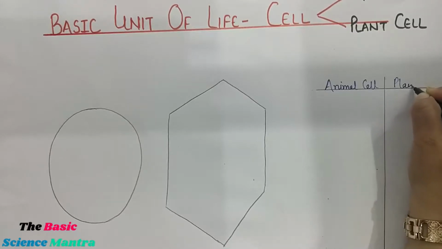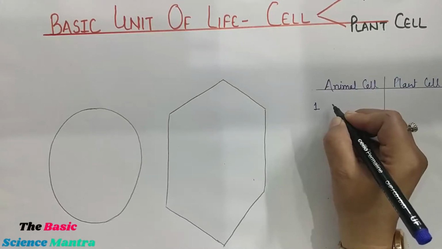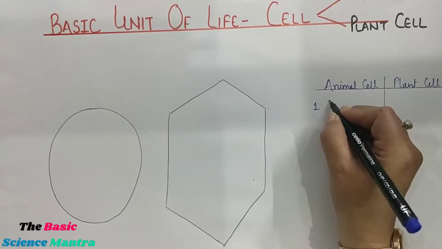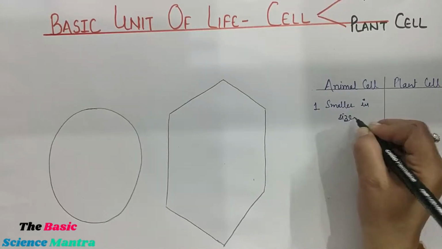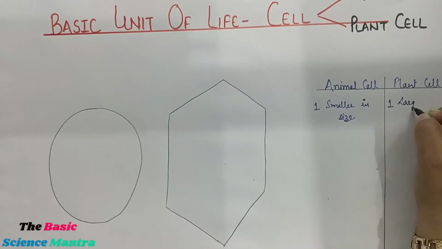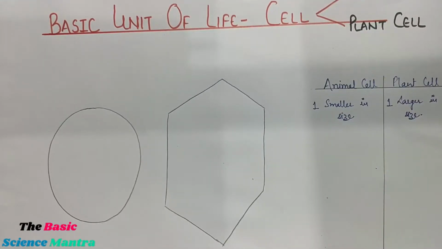Animal cell, plant cell. From the diagram we have learned animal cell is smaller in size, plant cell larger in size. In science, you learn the things by diagrams. So students, keep in mind every question that you have to learn, draw the diagram and make a connection with that diagram to learn that question.